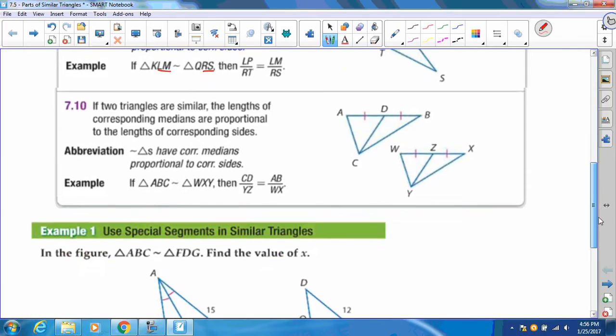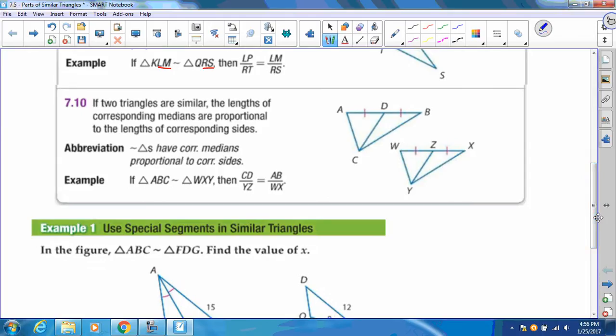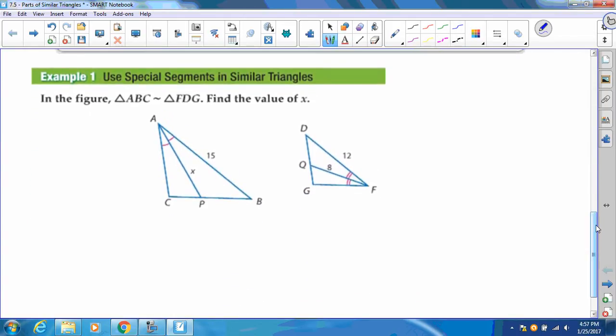And then lastly, when you have a segment that goes from a vertex to the midpoint of the other side, that, remember, is a median of a triangle. And a median is also proportional to the corresponding side. So there again, you can see the proportion being set up. The medians, CD over YZ, would be equal to, this time, they're just showing you different ways you can write your proportion. They picked AB, which would go with WX. Again, you could have picked AC, which would go with WY, or BC, which would go with XY. So there are different ways to write it. It's just important you understand those special segments are proportional.